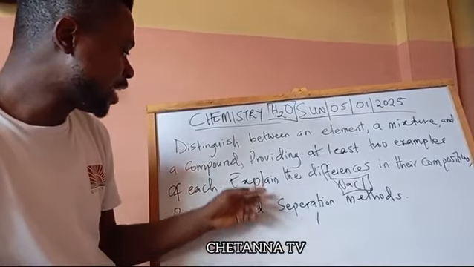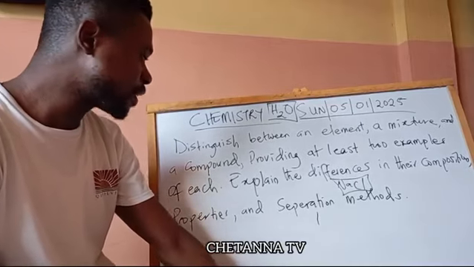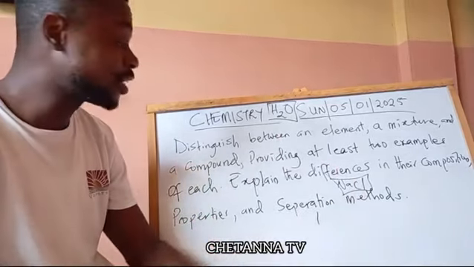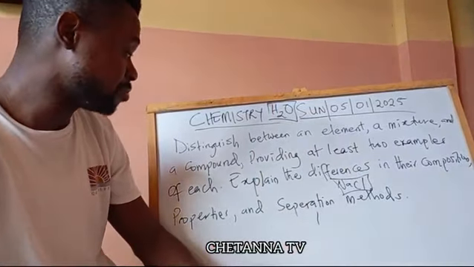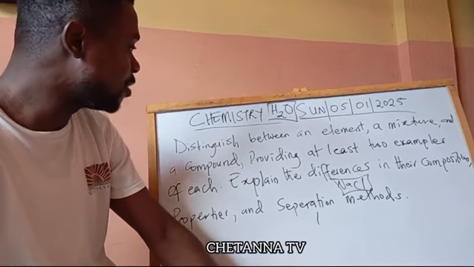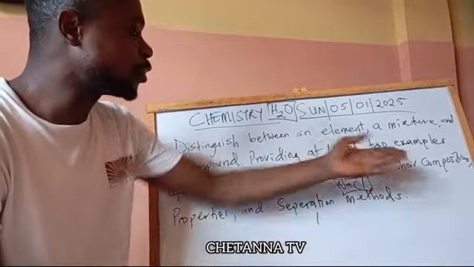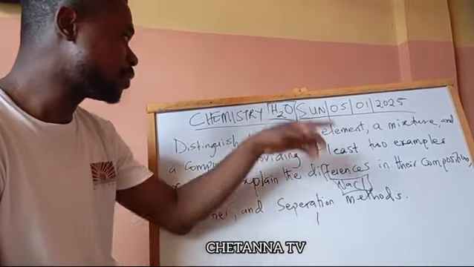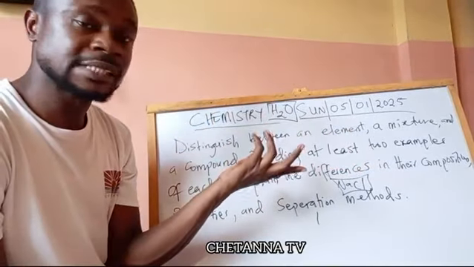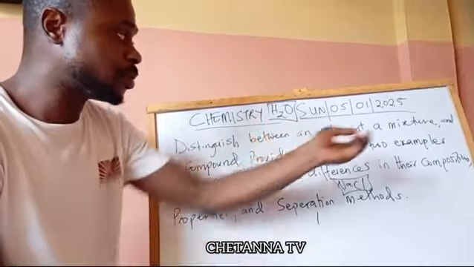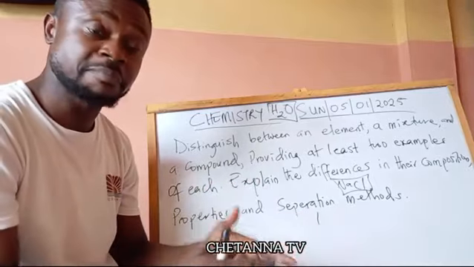Now, the next one said, explain the differences in their composition, properties, and separation. I have already said everything, but let me just say one or two things again. I may repeat what I've said before. In answering this question, in terms of composition, how can you compare them? An element is composed of just one type of atom. But a mixture can be a combination of elements and compounds mixed together.